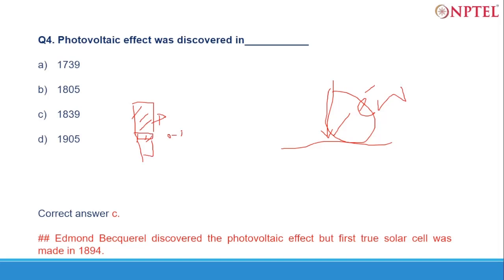That is how photovoltaic effect is different from photoelectric effect. So photovoltaic effect was basically discovered by Edmund Becquerel in 1839. So the correct answer is 1839, C.